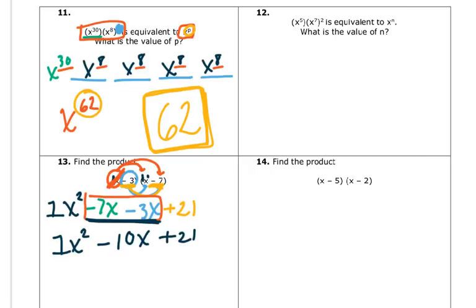If you did not put this 1 in front, it's the same. You can do it with the 1 or without the 1. Either is correct. Okay? Double distribute. Combine like terms. Very easy. Try number 14.